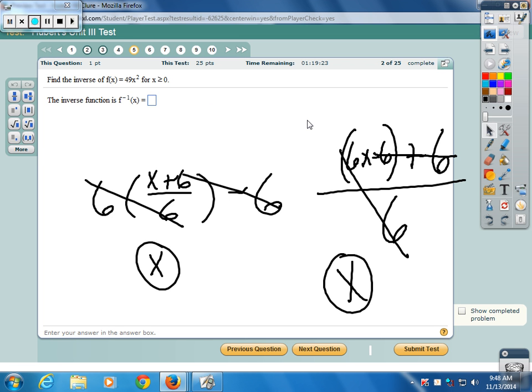Find the inverse of y is equal to 49x squared, for x is greater than or equal to 0. They're going to have to ask you to graph it because there's no way for you to show it unless you graph it. So they're probably going to ask you to graph it after you put the answer in.